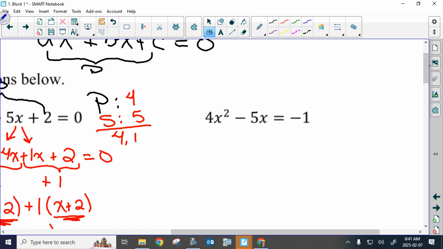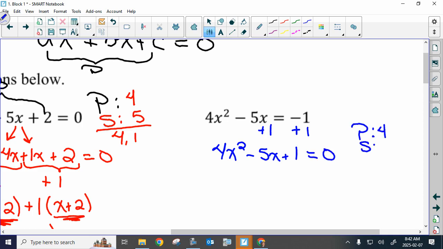Yeah. We gotta move, guys, we call these zeros. If we don't see a 0, we have an issue, right? We need to bring the negative 1 over. So I'm just going to add my 1, and then we have 4x squared minus 5x plus 1 equals 0. What gives a product of 4 and a sum of negative 5 this time?